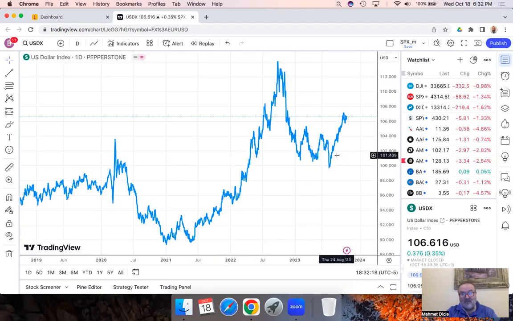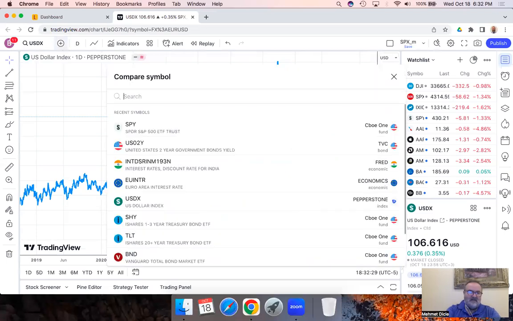But anyhow, one thing that I want to show is the value of the US dollar versus the actual yield. Now, again, these are the nominal yields, the Treasury yield, and I'm going to add TNX.